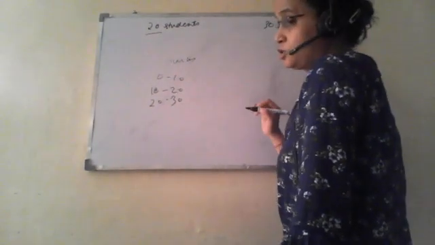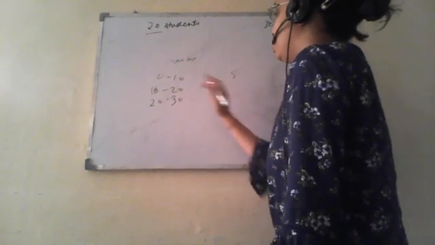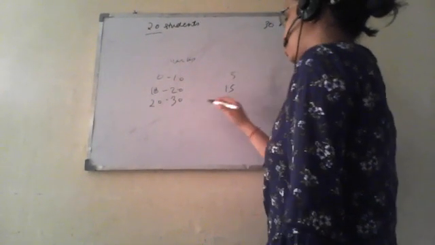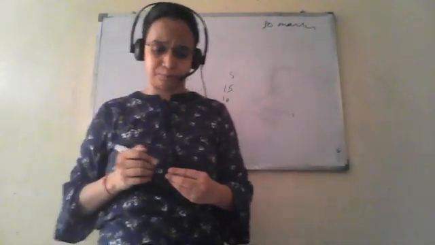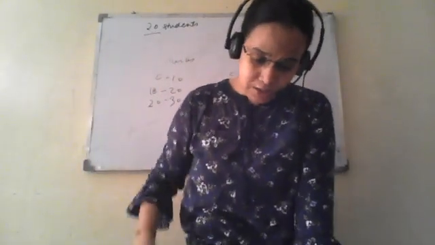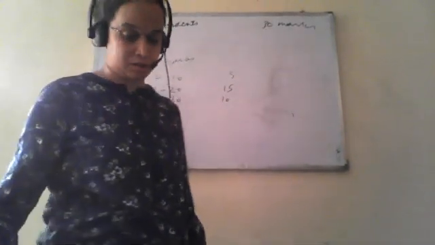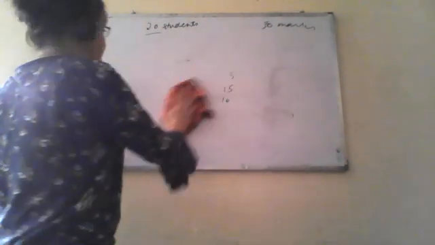Suppose in the 0 to 10 range we have 5 students, in 10 to 20 we have 15 students, in 20 to 30 we have 10 students. So this way we are going to plot. Now there is a thing which we call a frequency table, or tally marks. Now what are tally marks? Before that, we will see what frequency is.